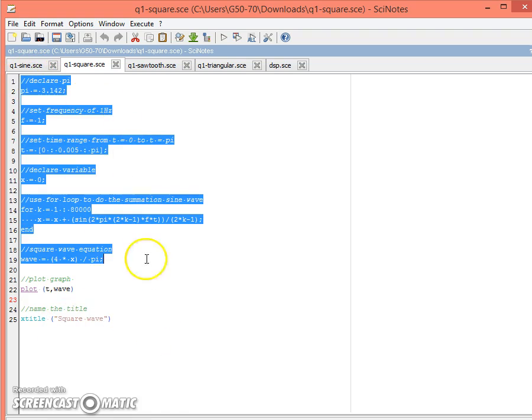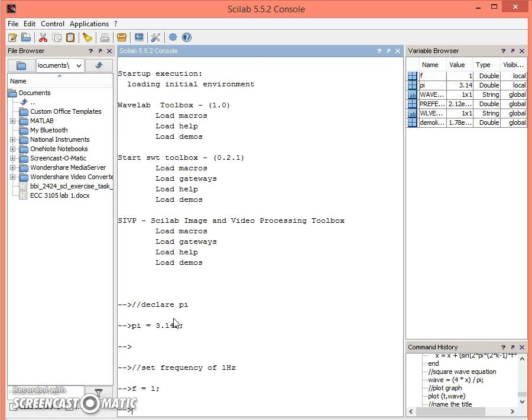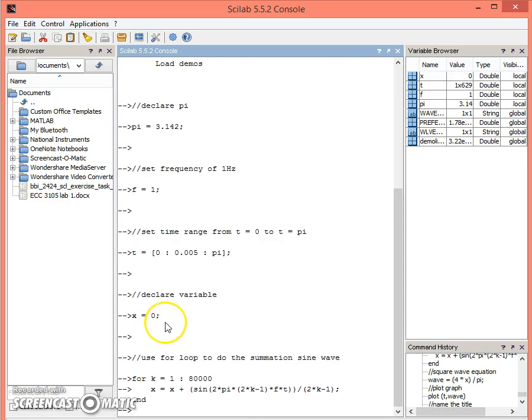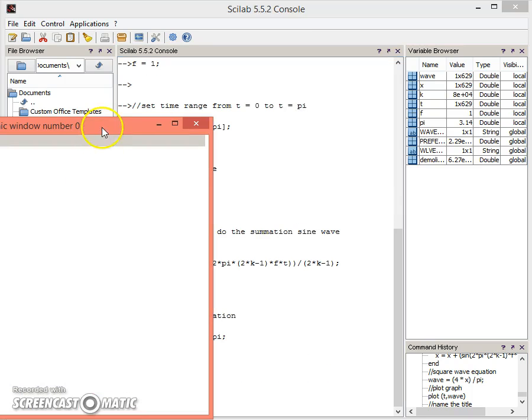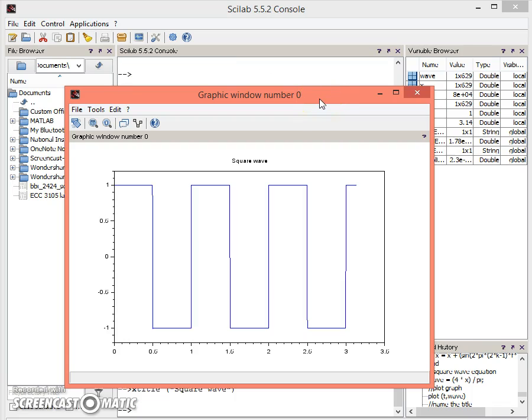So I copy this and paste the coding into the Scilab console. And what we see is a square wave is plotted. This is a square wave, a nearly perfect square wave.